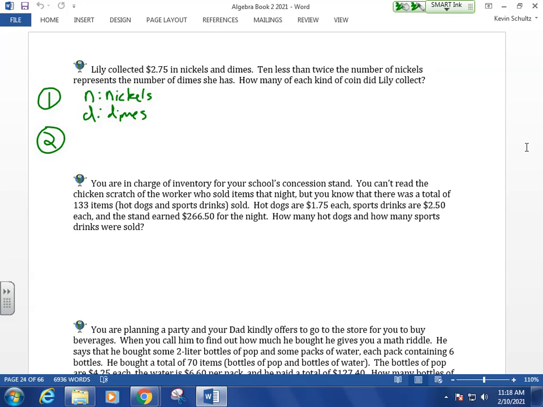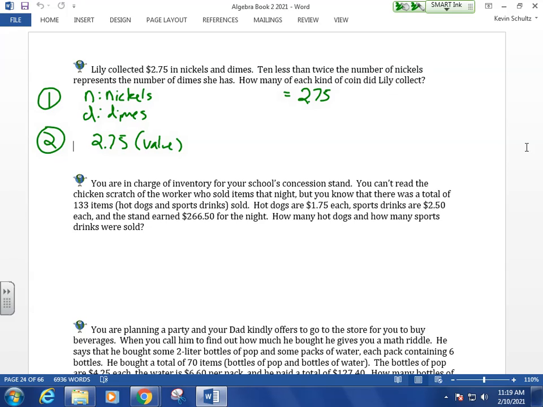Step 2. Give me a total. Gabby. $2.75, which refers to the value, right? This is going to be our value equation. So let's go ahead and start with that one. What equals $2.75? How can we write this? What makes that total of 275? Brent?